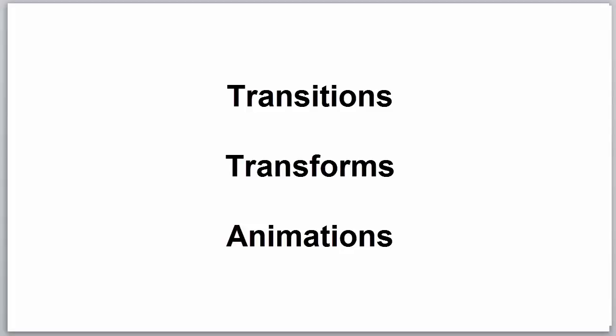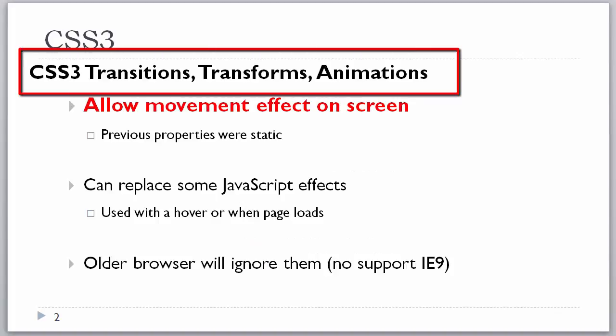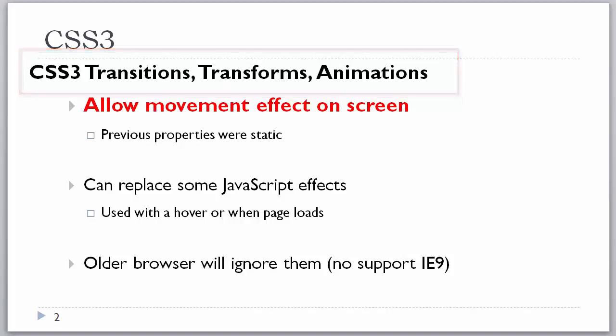In this class, we will continue to learn some of the newer CSS3 properties. We will look at transitions, transformations, and animations. Transitions, transforms, and animations all allow some type of movement effect on the screen. The previous properties that we have been looking at are essentially static. They style the elements, but there is no real interaction with them.